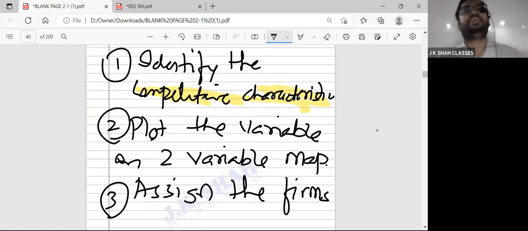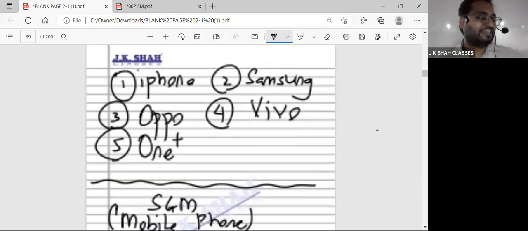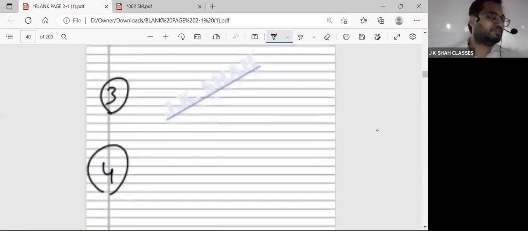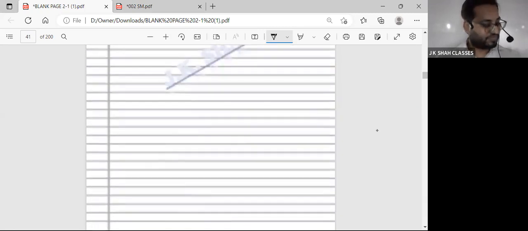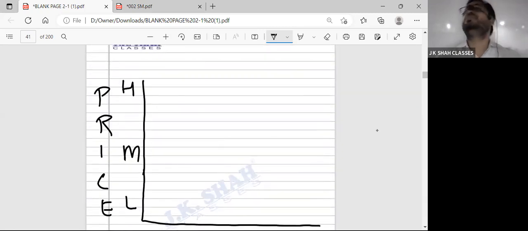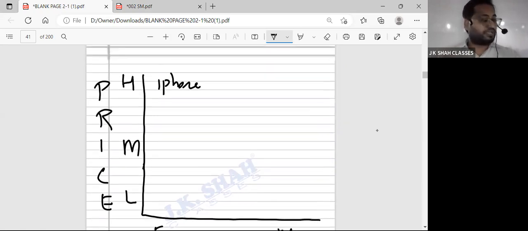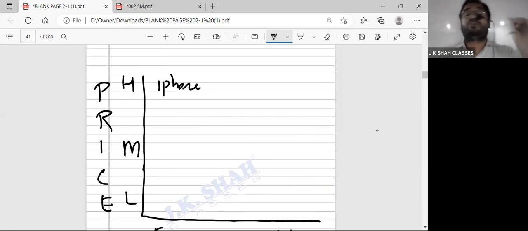What do you mean by assign? Think of this iPhone. Now you tell me, iPhone is charged at high price. Where is my diagram? Yes, this is high price. And at one point of time, they launch many models or few models. So can I say iPhone will come here? You all understood this? Any doubts here? Now you talk about Oppo. You tell me, Oppo will come under?